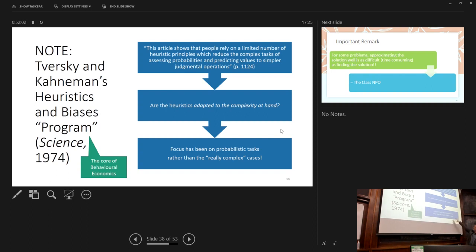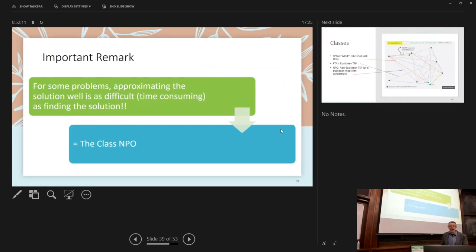The focus has been on probabilistic tasks rather than the really complex task, the combinatorial task, and so that's what we are doing. Another important remark is, economists tend to tell me, I'm bashing economists again, right? So they tell me, well, we don't care that they find a solution as long as they approximate the solution well. That's what they're doing.